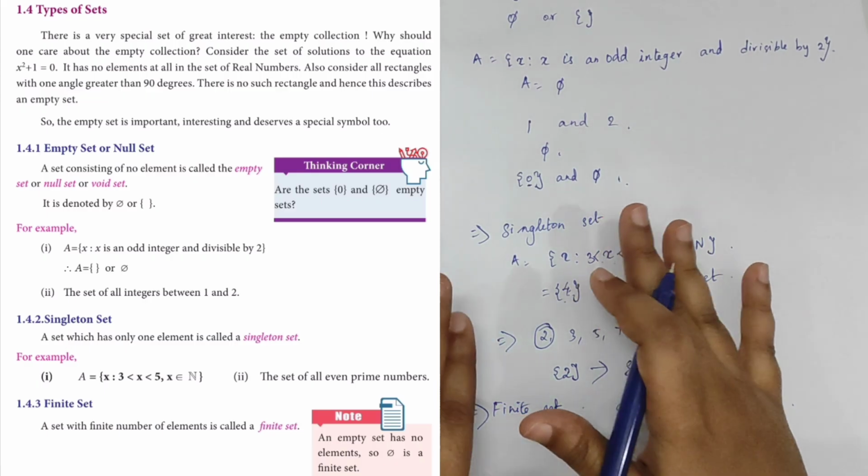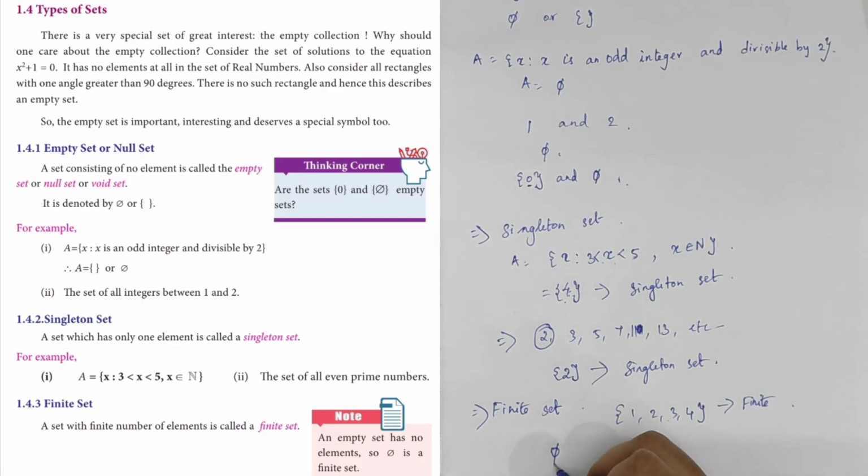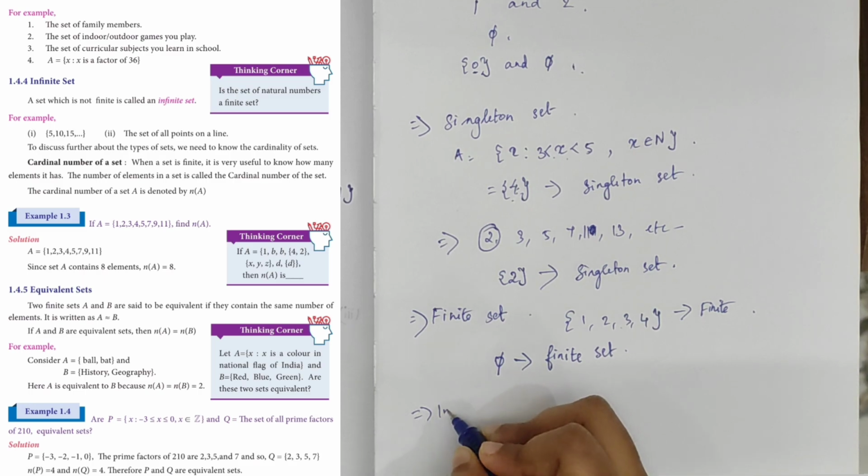Empty set also has no elements, which is still countable. So the empty set or null set is also a finite set because it still can be counted. So we call the empty set a finite set. Understood? So next we are going to see about infinite set.